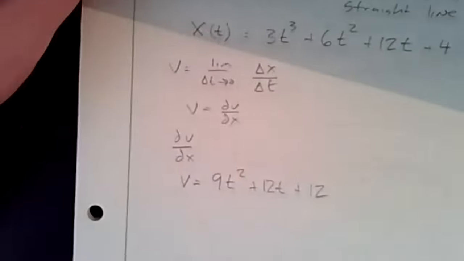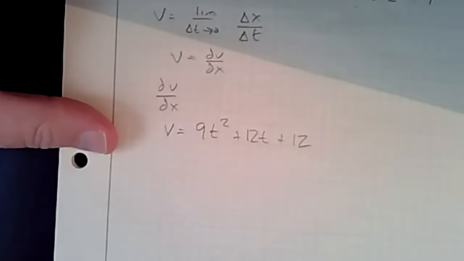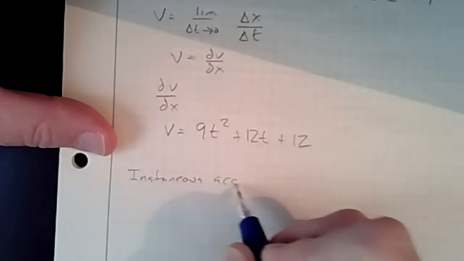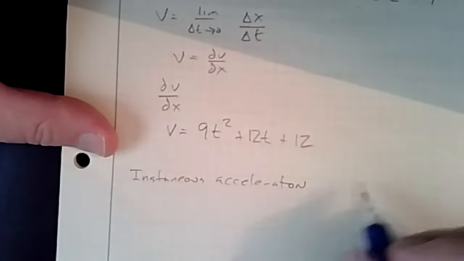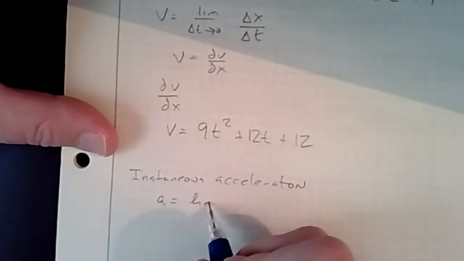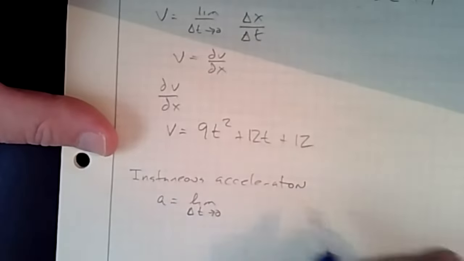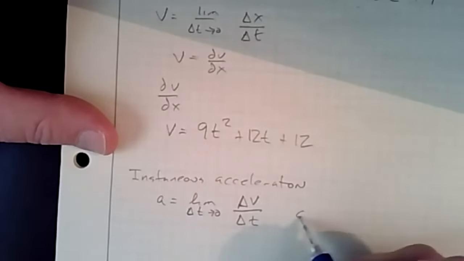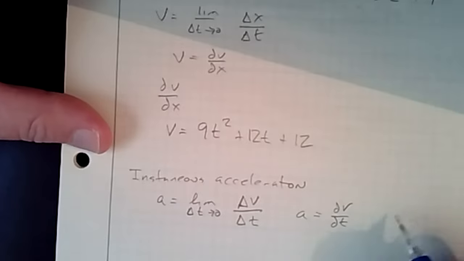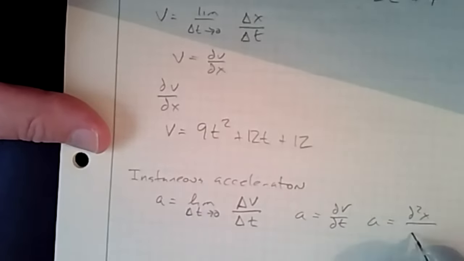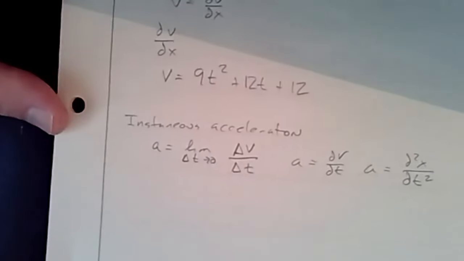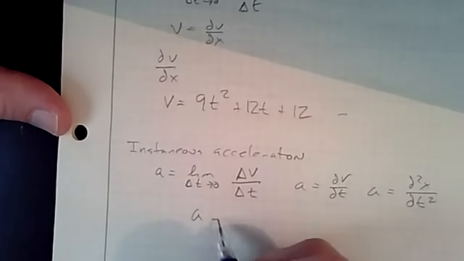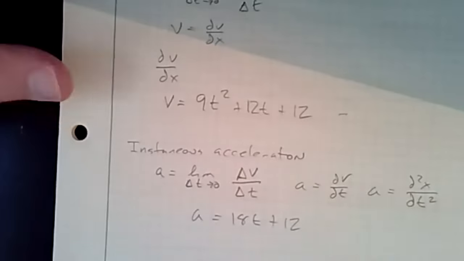And we'll do an example where we actually do more with it than just take the derivative. But we also know that for instantaneous acceleration, a equals the limit of delta t going to zero of delta v over delta t. And so a equals dv/dt, or a equals the second derivative d²x/dt². For our function, if we take the second derivative, we get an acceleration equal to 18t plus 12.